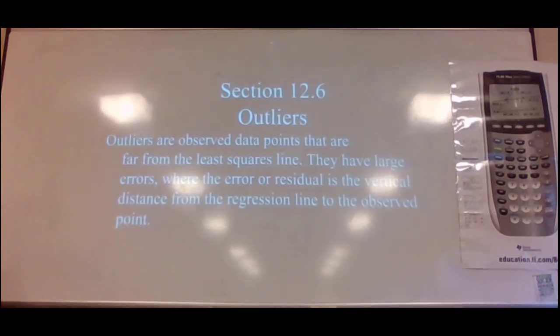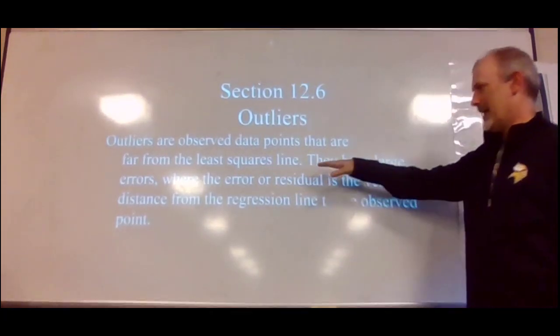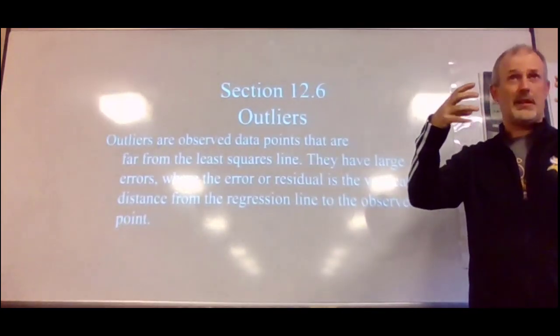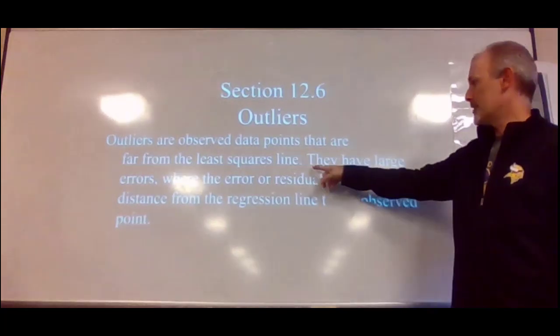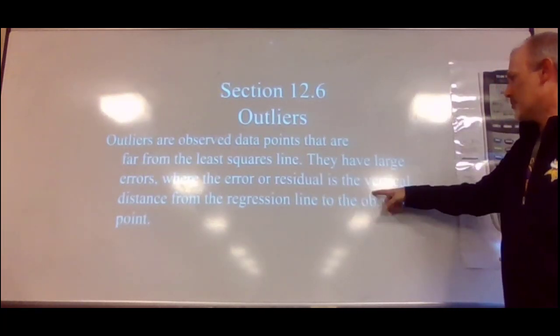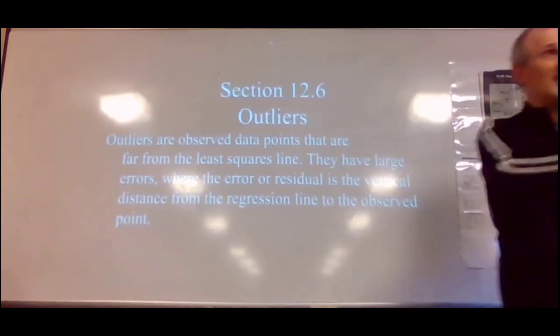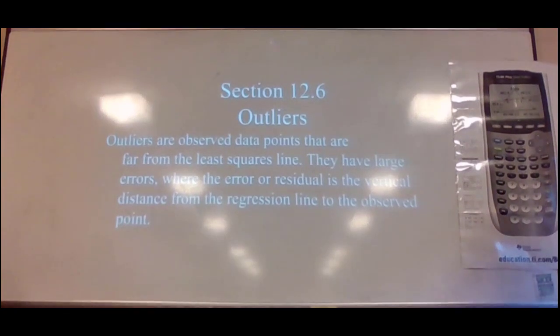We used that term. But outliers are observed data points that are far from the least squares line when we're talking about two variables that are related. They have large errors, where the error or residual is the vertical distance from the regression line to the observed point. So in other words, if you think about your regression line, these outliers are going to be really far away from that regression line.